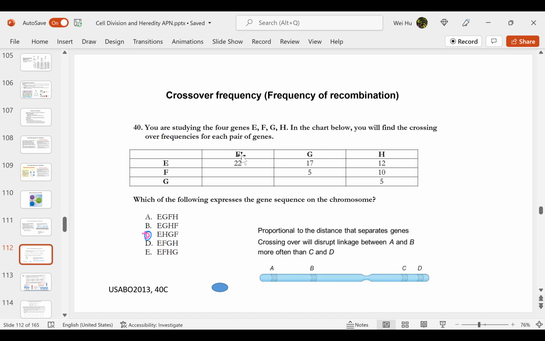So who has a short distance? E to 12, right? So the 12 is a short distance, means that E and H are very close. So you put E, H together. Then something between is G with 17. So then G is shorter than F, but longer than H. So you put E, H, G, F. Okay, good.